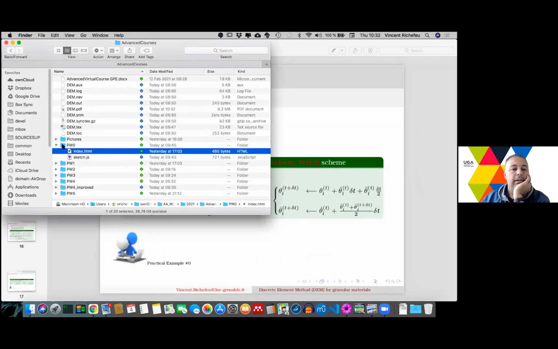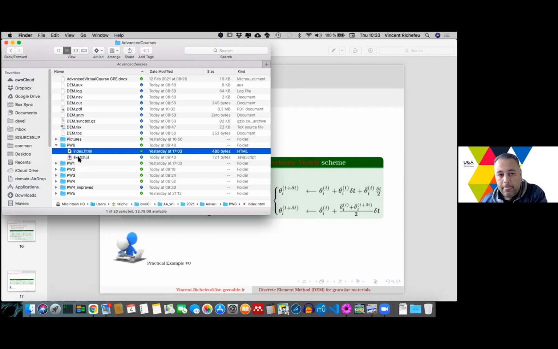So, a few words about the system. I use JavaScript to show you the piece of code. JavaScript is something that runs inside the HTML page, like if you were on the internet. So I need to have an HTML page, and in this page I will call the code, which is in that file.